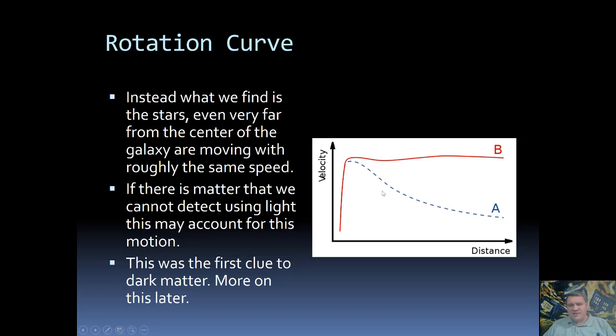A is what is predicted. The farther out you go, the slower it goes. B is what has been measured, where the disk pretty much stays at the same speed all the way out to the edge. This is actually our first clue of the existence of dark matter. Now we're going to spend more time talking about dark matter later, but the motion of stars in our galaxy is actually one evidence that dark matter exists.